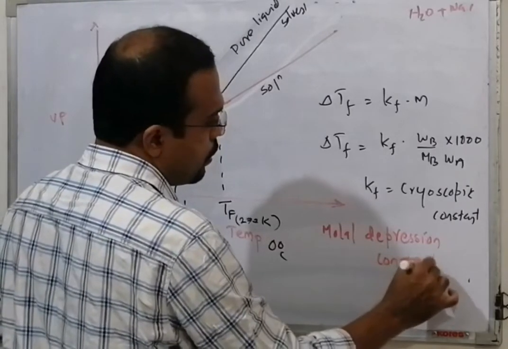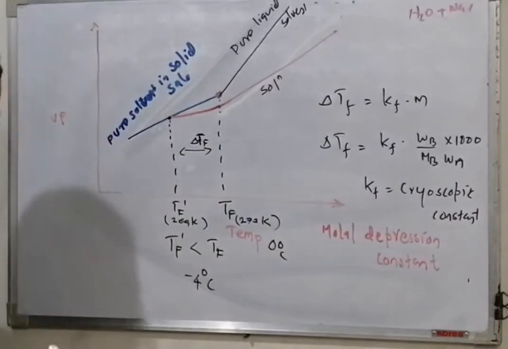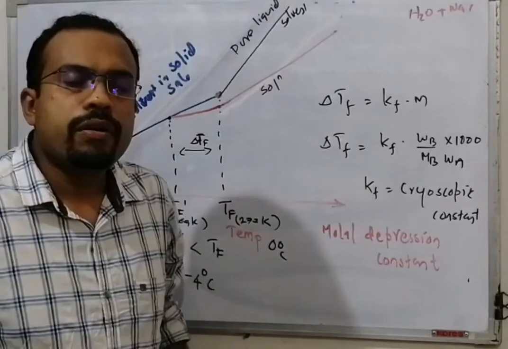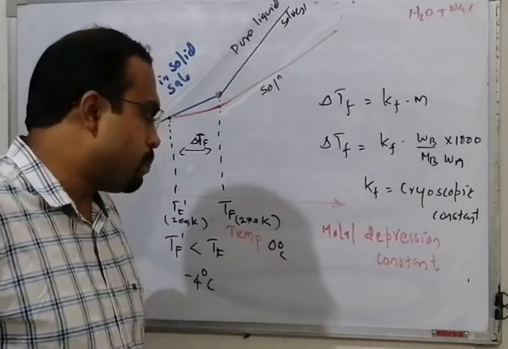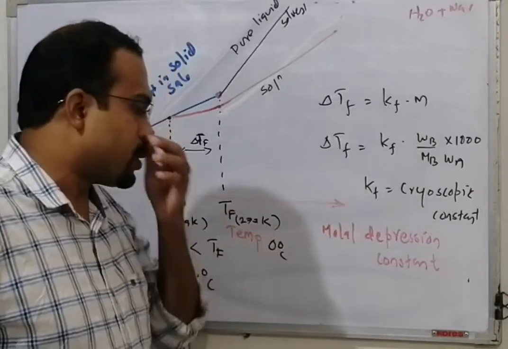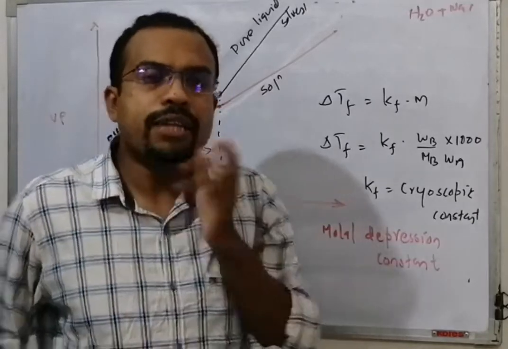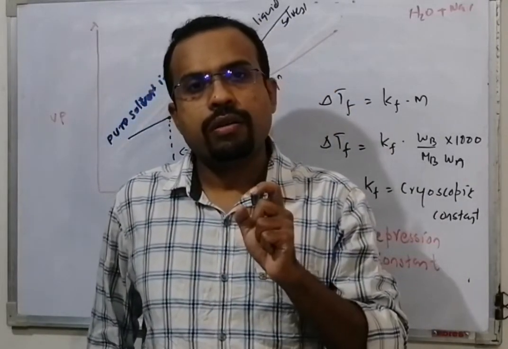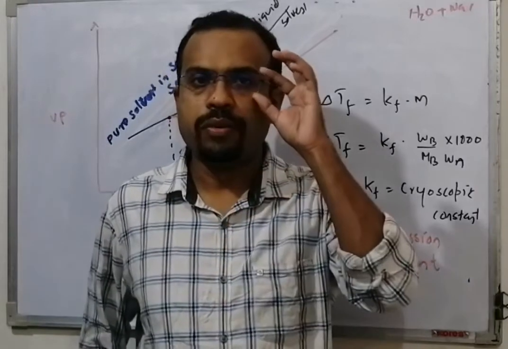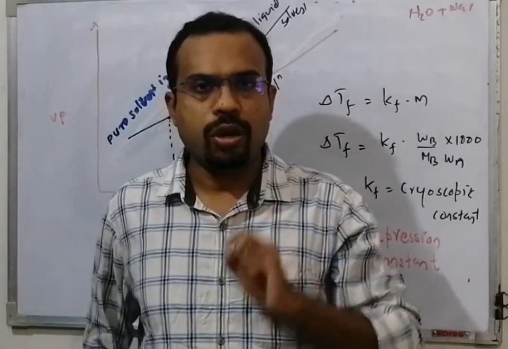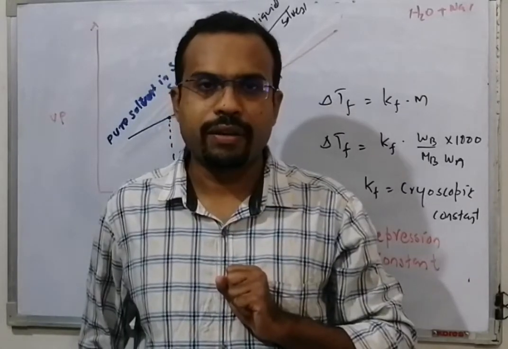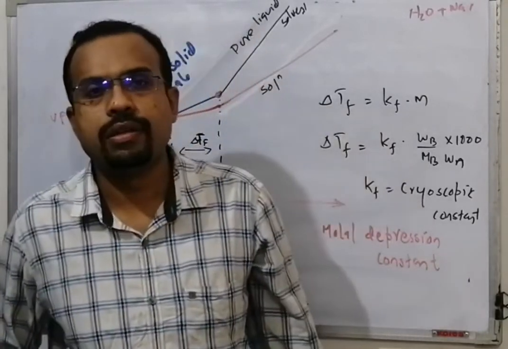Molal depression constant. Same equation as in the case of elevation in boiling point. Molal depression constant. Now, in summary, a solvent like water will freeze at a lower temperature if you dissolve something in it. I will tell you some examples.